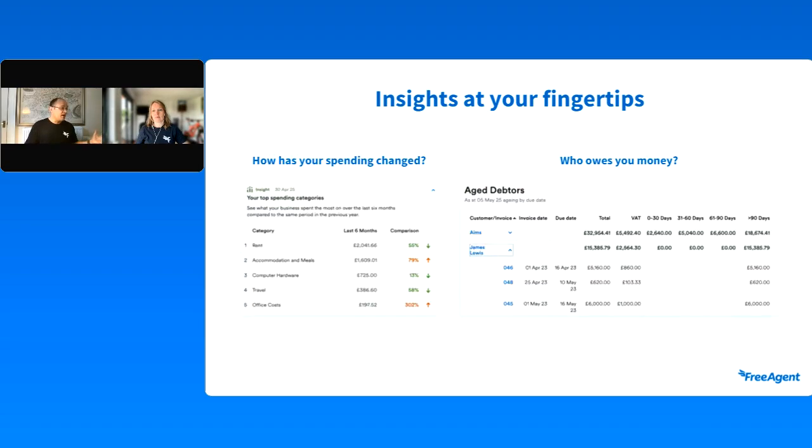You can see how your spending changes, what cost categories are going up and down. And then again, you've got your aged debtors to give you that snapshot of who's paid you, who hasn't, and how overdue are the different customers.